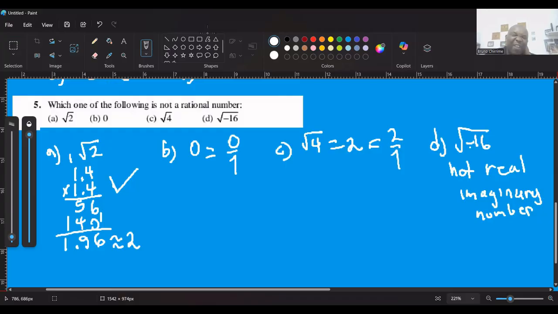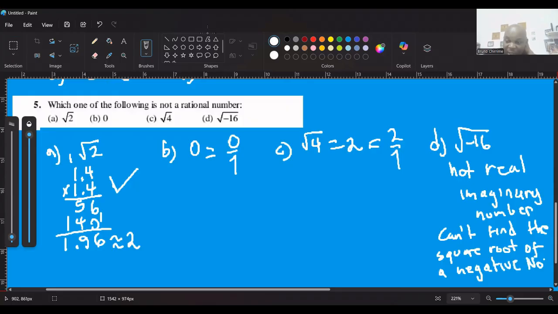So for now we just say we can't find the square root of a negative number, until you get your superpowers as you progress. So that's how you answer this one.